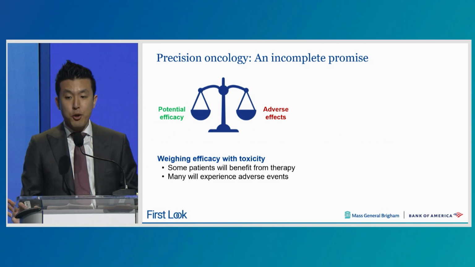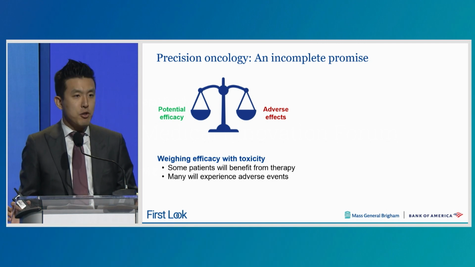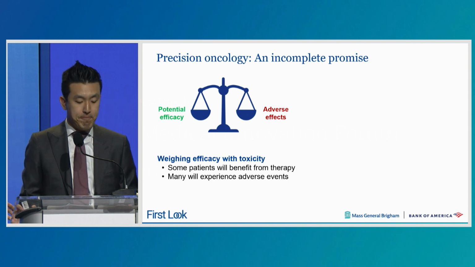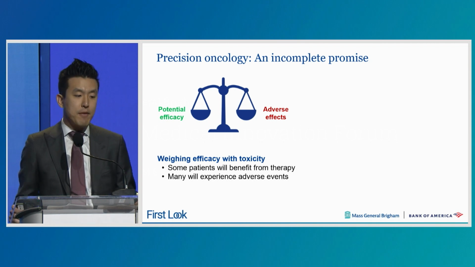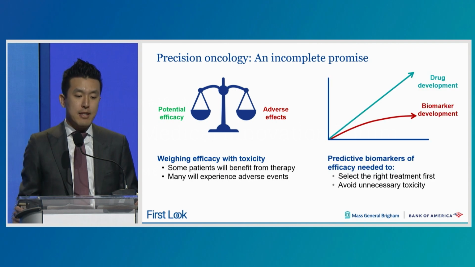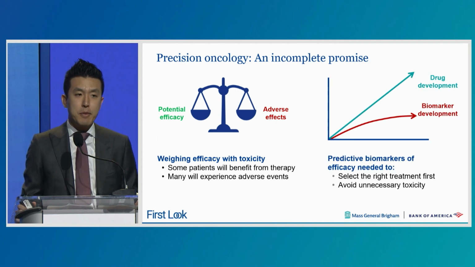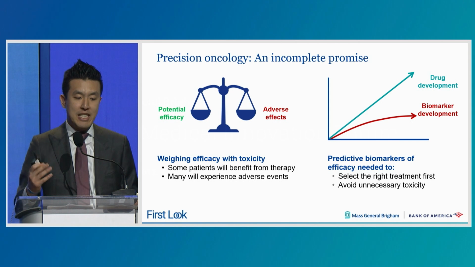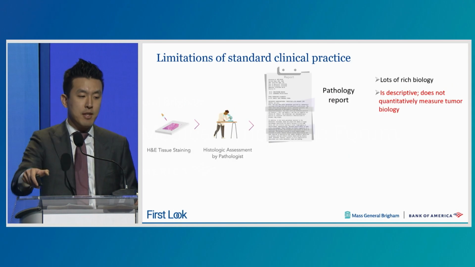So while there's been some huge wins, like HER2 and breast cancer and precision oncology, there's a lot of work to be done. As a practicing oncologist, I frequently struggle with balancing the potential efficacy and the adverse effects of treatment for patients. A big reason for that is because biomarker development has largely plateaued in relation to the fast pace of drug development, really highlighting a need for predictive biomarkers of efficacy.